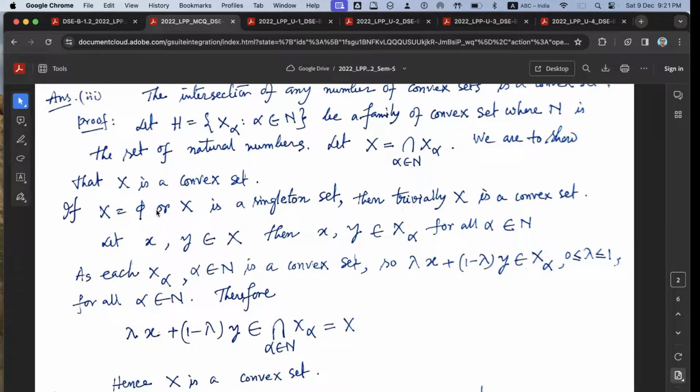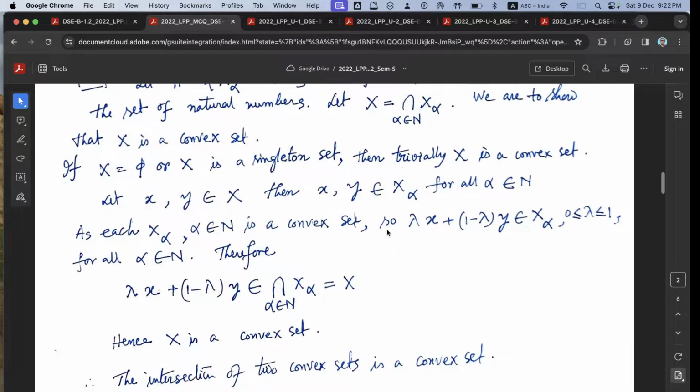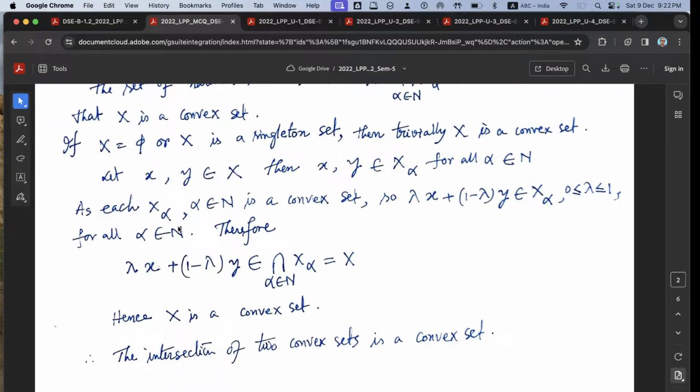If X is empty or X is a singleton set, then trivially X is a convex set. And let x, y belong to X, then x, y belong to X alpha for all alpha belonging to N. As each X alpha, alpha belonging to N, is a convex set, so lambda x plus (1 minus lambda) y belongs to X alpha, 0 less than or equal to lambda less than or equal to 1, for all alpha belonging to N.